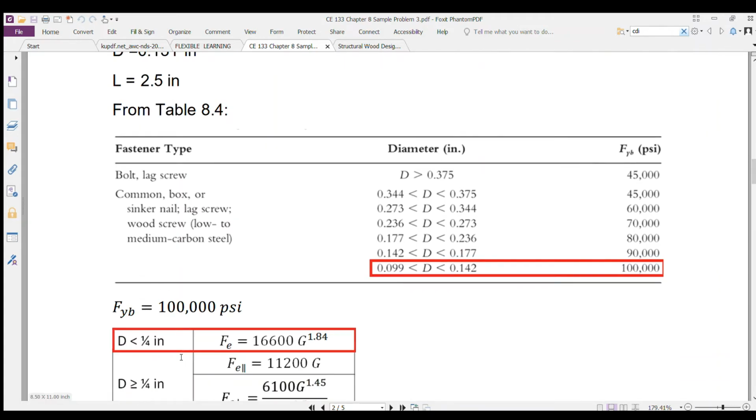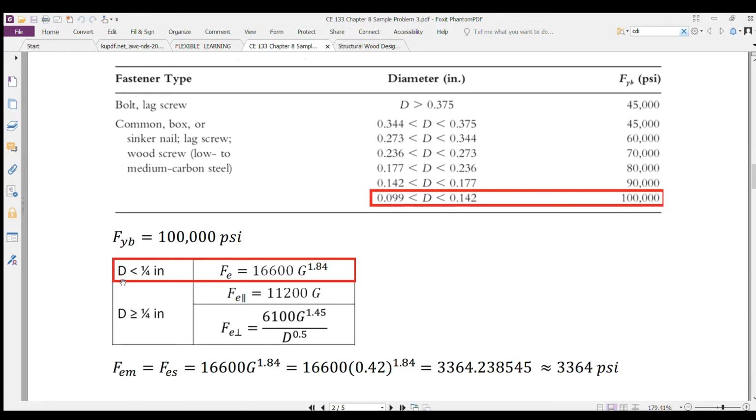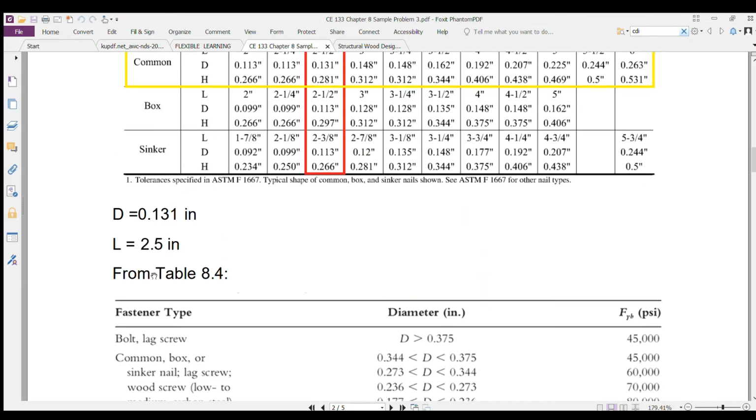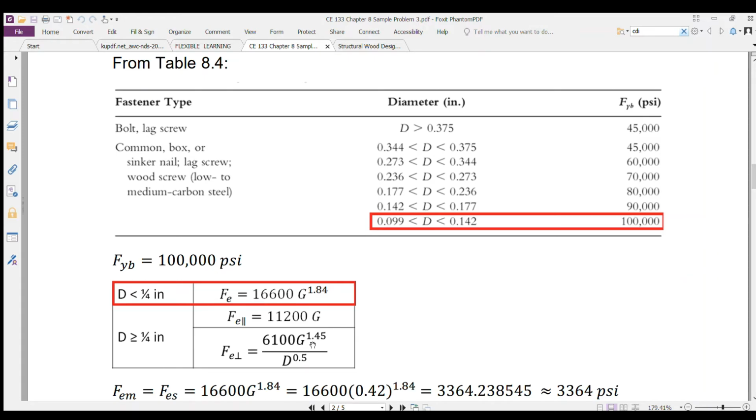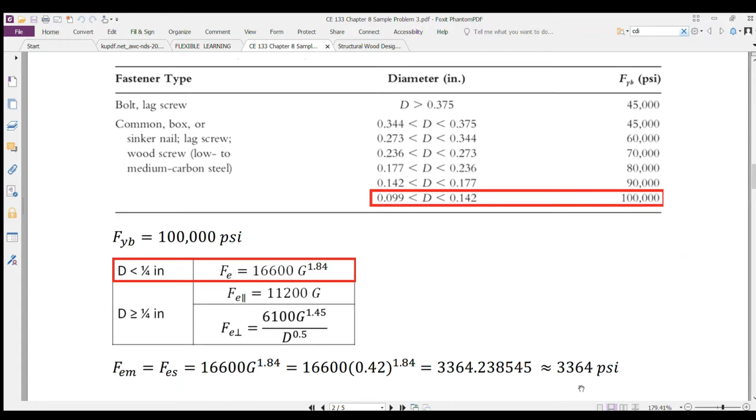Now we need to get the value for D. Since the value of the variable D is 0.131 inches, which is less than 1/4 inch, we have here the dowel bearing strength of 16,600 G raised to 1.84. Substituting the value of G for spruce pine fir of 0.42, we have the dowel bearing strength of 3,364 psi.